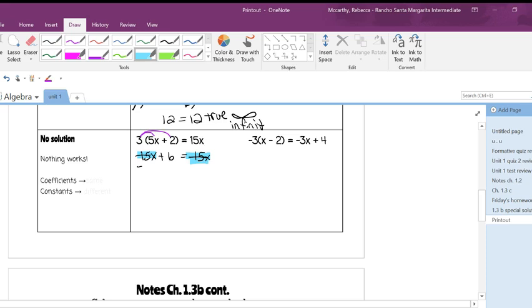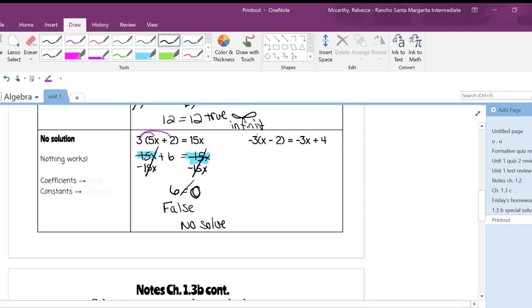Sorry, I'm making mistakes with my negatives. I don't know why it keeps crossing out. Anyways, I'm going to subtract 15x from both sides. And that goes away, and that goes away. The only thing I have left is a 6 on this side and a 0 on the other. Okay? This is a false statement. So that means there are no solutions whatsoever. When I have a false statement, no solutions.